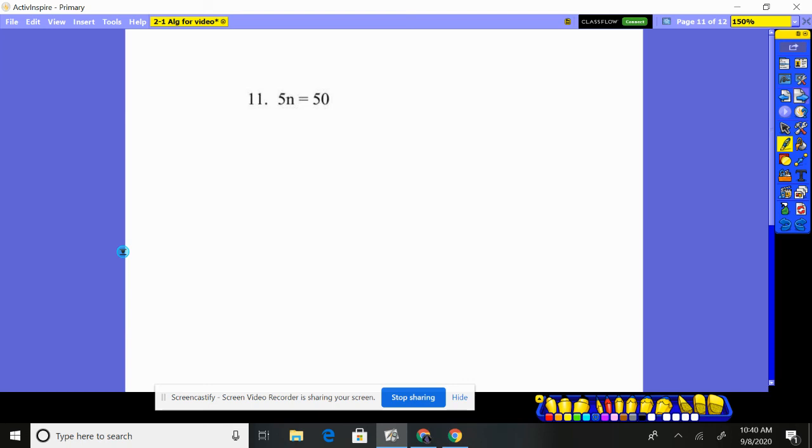Number 11, 5 times n is 50. How do I undo that multiplying? I'm going to divide by 5. n is 10. 5 times 10 is 50. So I know that's the right answer.